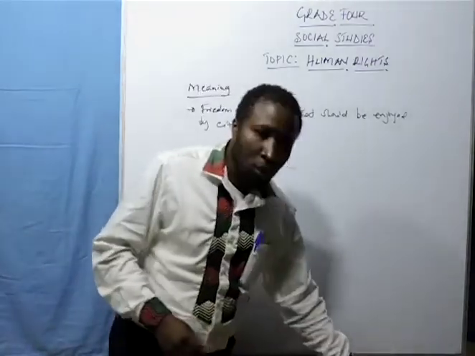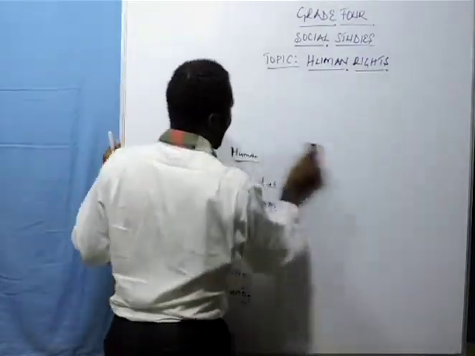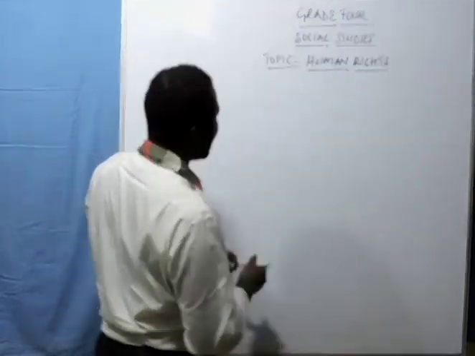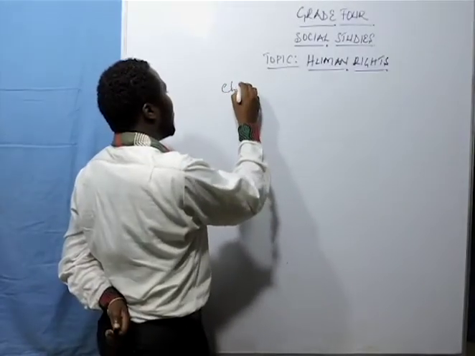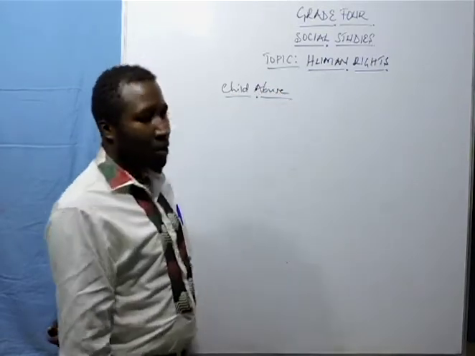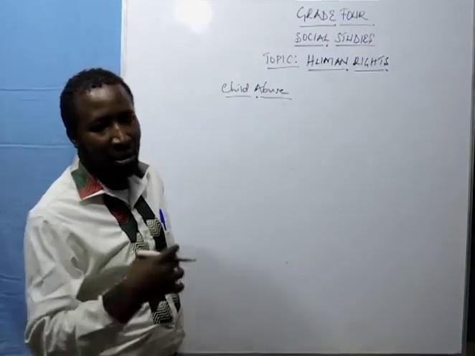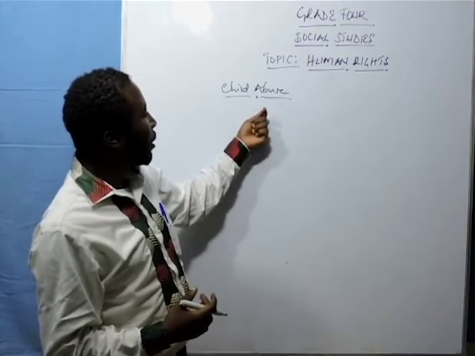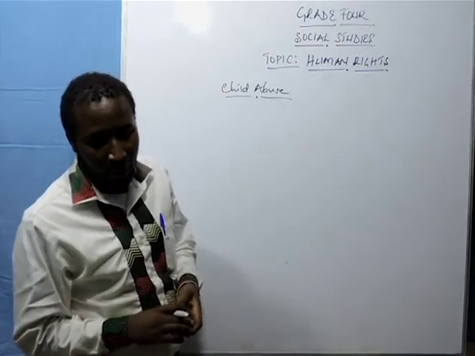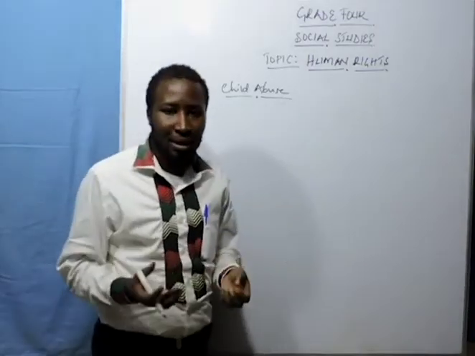Now, I would like us to look at forms of child abuse. What are the forms of child abuse? So as we look at child abuse, okay, this is where a child's rights are violated, okay, that's when we tend to have what we call abuse, okay. A child can be abused in various ways, okay. Now, as we start, there are certain cultural practices, okay.